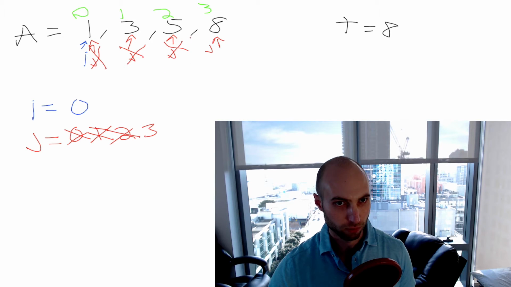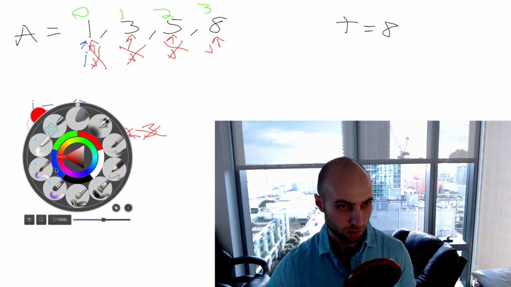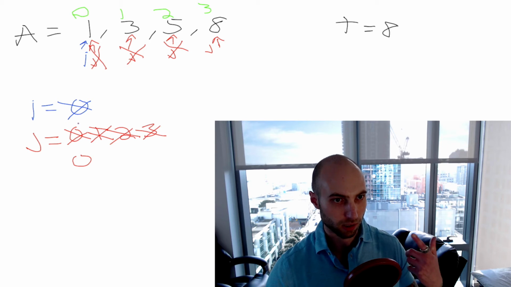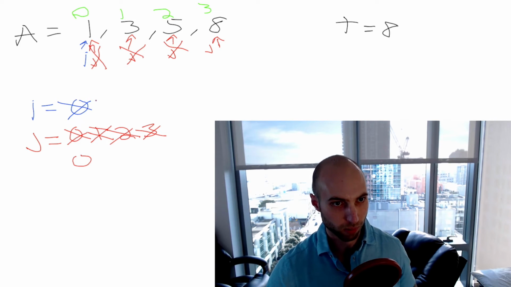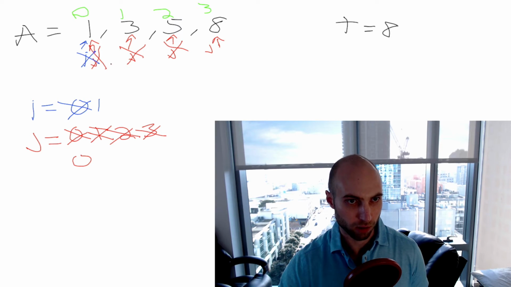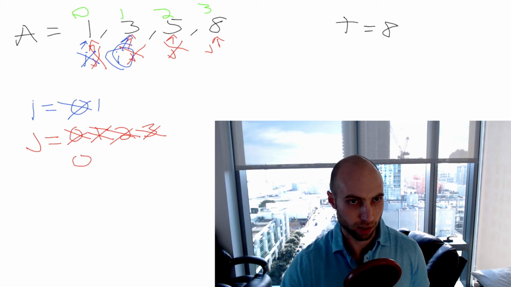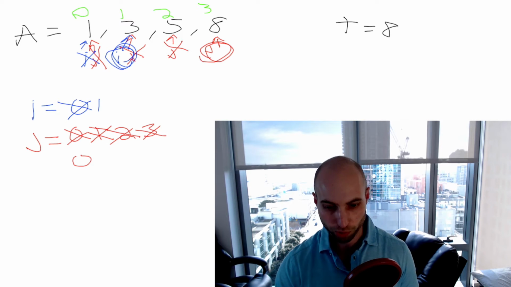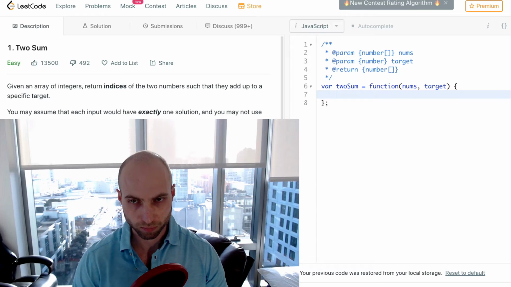After j reaches the end of the list, that's when we reset it and increment i. So the inner loop exits, and we get to the next iteration of the outer loop. And so i is no longer pointed here, it's pointed here. So here's i, and here's j. We loop through every possible combination.